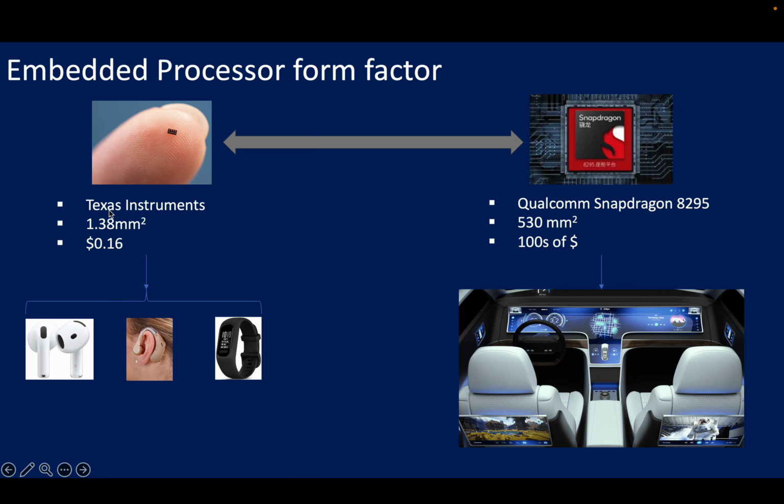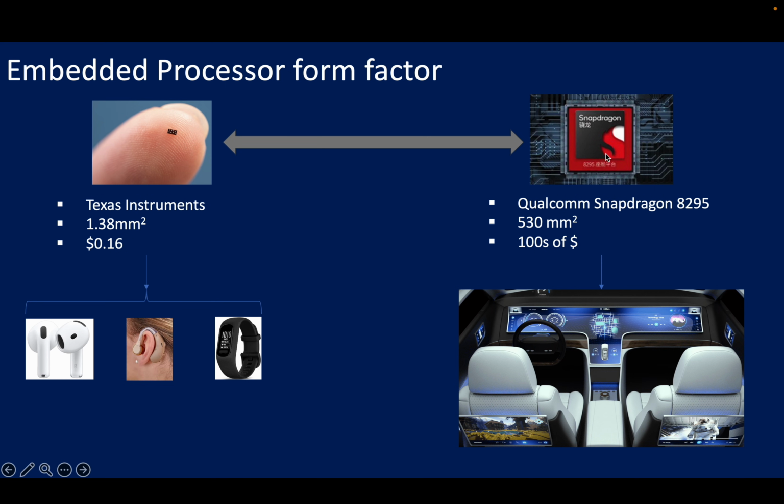Yes, recently Texas Instruments introduced the world's smallest processor, designed for ultra small applications. It measures only 1.38 millimeter square and it costs as low as 0.16 US dollars. This makes it perfect for medical wearables and compact consumer electronics like earbuds, hearing aids, and fitbands. These must be smaller in size. Embedded systems and their components need to be small, including the processor.